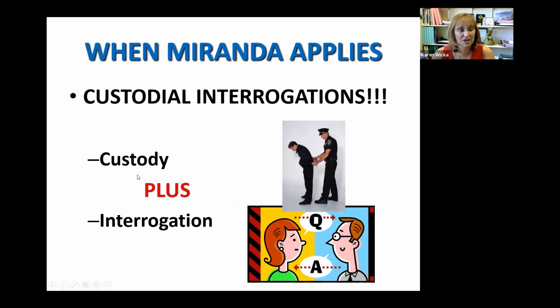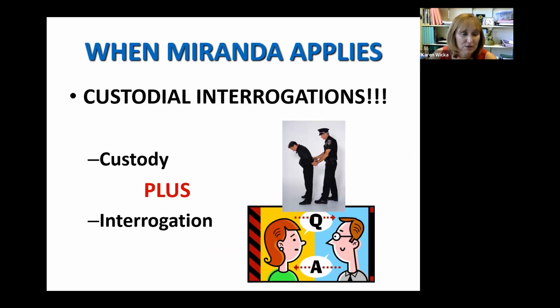Okay, so just keep in mind that Mirandas only have to be read when you have what's called a custodial interrogation, which means number one, the person is in custody, and number two, the person is being interrogated. If both of those factors don't exist, then it is not considered necessary to read Miranda.